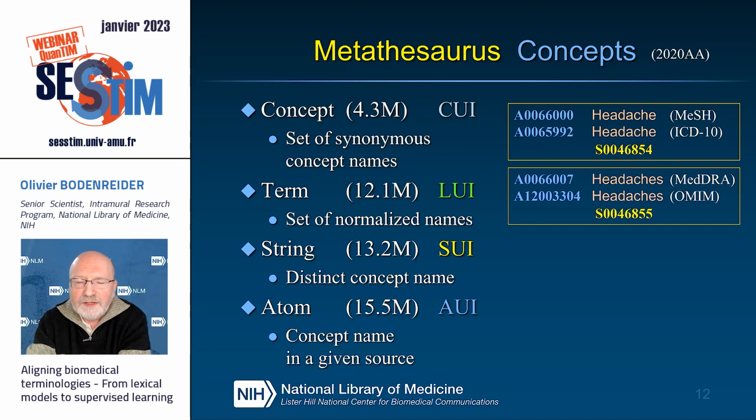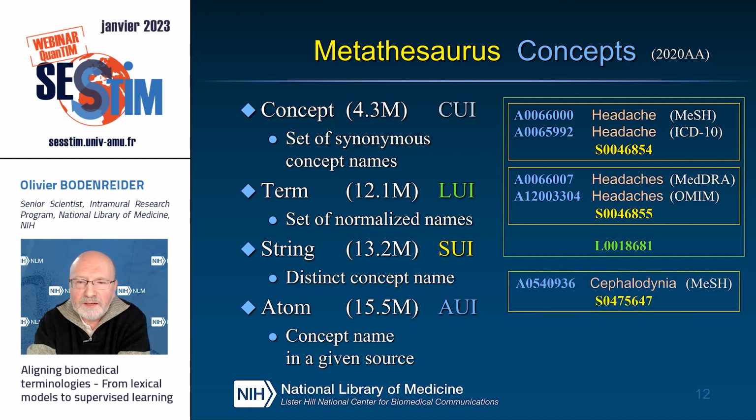Other vocabularies will have the plural version of the string, headaches in this case, and they will have, of course, different atom identifiers, and also in this case, different string identifiers, because one is singular, the other one is plural. But since they can be normalized in the same way, we'll see later what normalization means, they get the same lexical unit identifier, which is the LUI, the green part here. They are grouped together in this way.